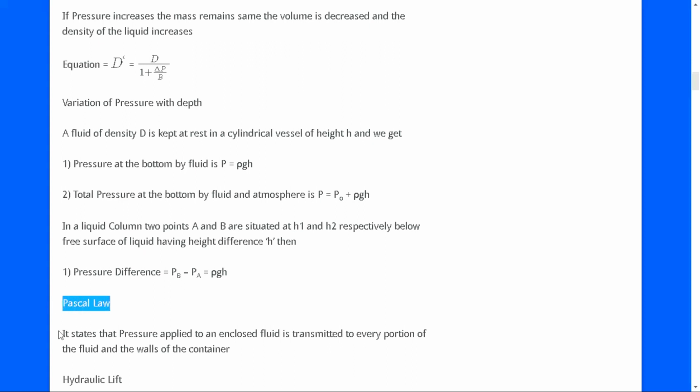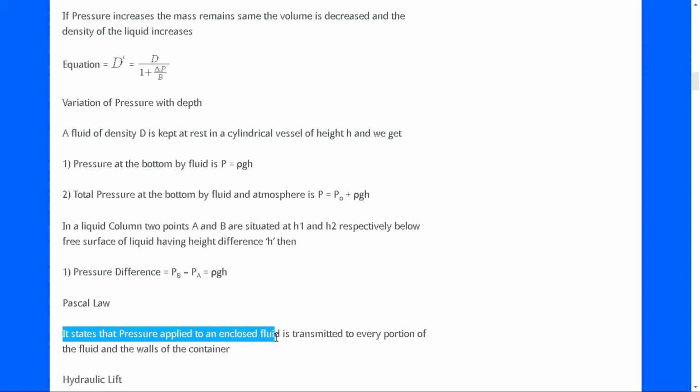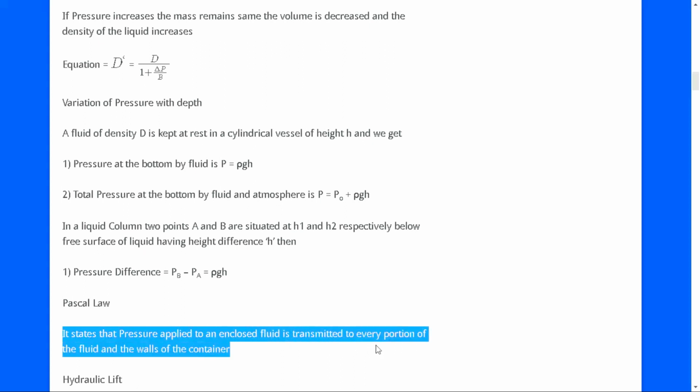Pascal's law. It states that the pressure applied to an enclosed fluid is transmitted to every portion of the liquid and walls of the container. That means if we apply pressure to an enclosed fluid, the pressure will transmit to every portion of the fluid and to the walls of the container.